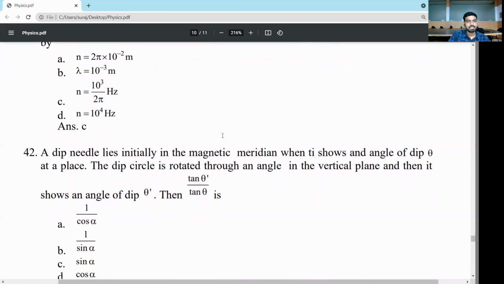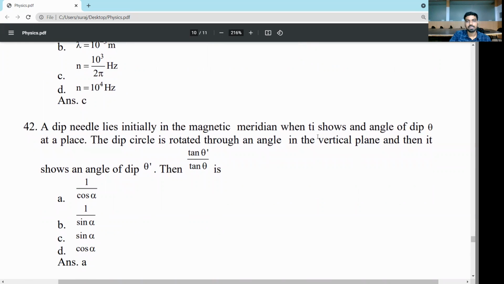A dip needle lies initially in the magnetic meridian when it shows an angle of dip theta at a place. The dip circle is rotated through an angle alpha in a vertical plane, then it shows an angle of dip theta dash. Then theta dash by theta. There is a printing mistake in 42. They have not given alpha here.